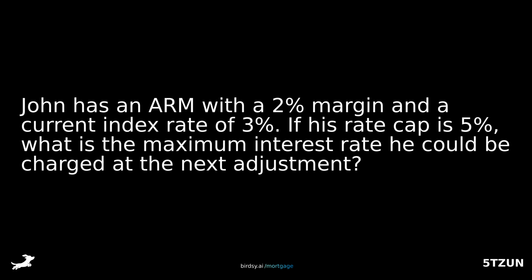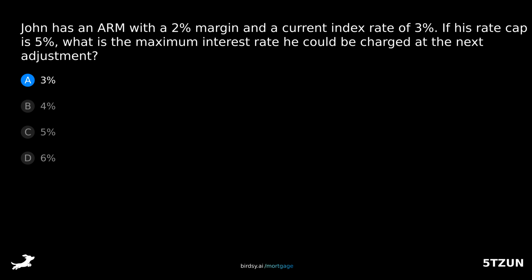John has an ARM with a 2% margin and a current index rate of 3%. If his rate cap is 5%, what is the maximum interest rate he could be charged at the next adjustment? Is it A, 3%, B, 4%, C, 5%, or D, 6%?